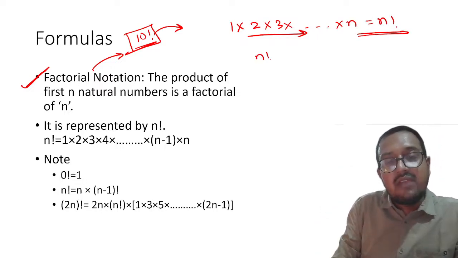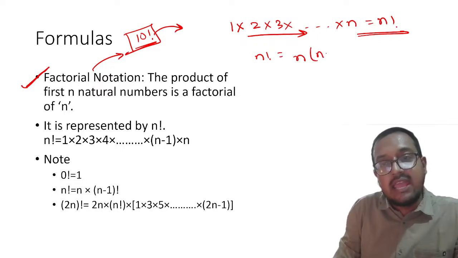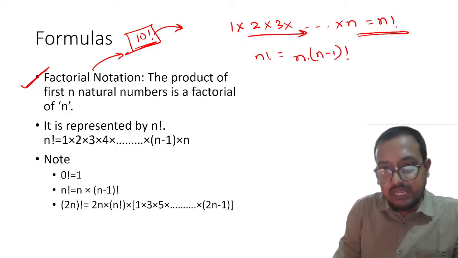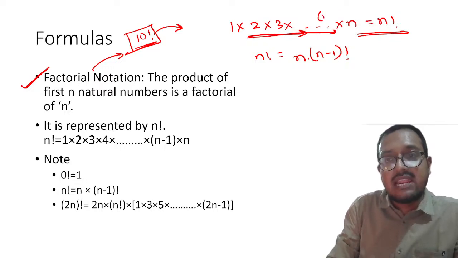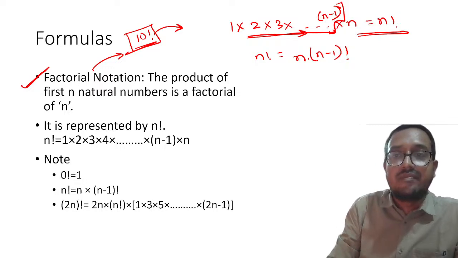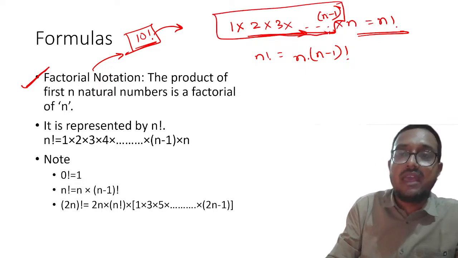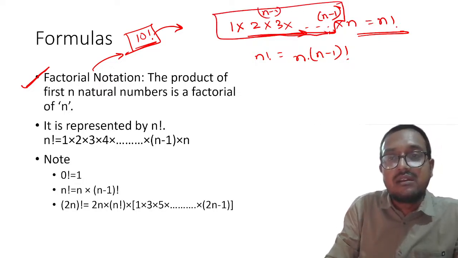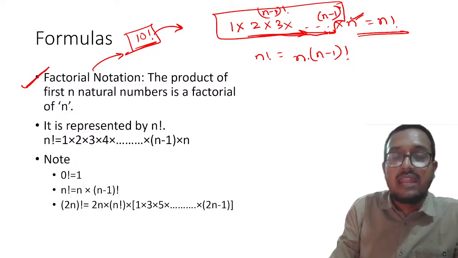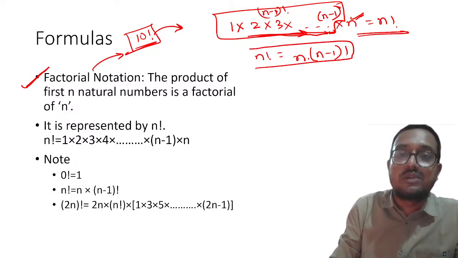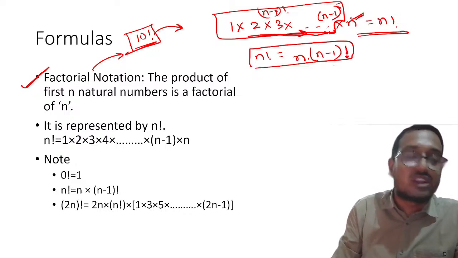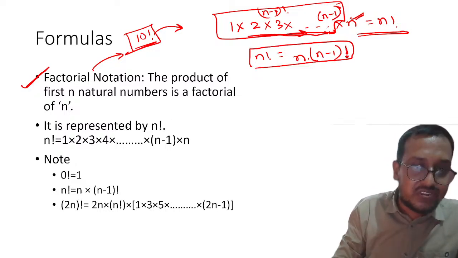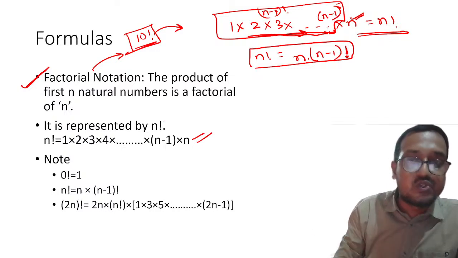Apart from that, n factorial can also be written in terms of n minus 1 factorial. Why is it being written? Because you also know that, suppose this is my expansion, the second last term will be n minus 1. And if I take this part, it will become n minus 1 factorial multiplied by n. So that is why n factorial can also be written as n into n minus 1 factorial. Please remember, this is again an important trait which you should remember.